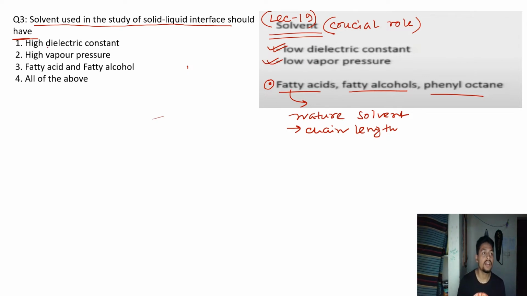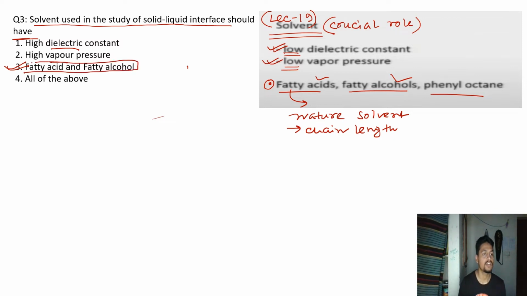So here it is given should have high dielectric constant. That is obviously not true because we need low dielectric constant, and it is written high vapor pressure, and that is also going to be incorrect because we need low vapor pressure. And the fatty acid and fatty alcohol, these are mainly used. So this is going to be the answer. All of the above, there is no question of having this answer.